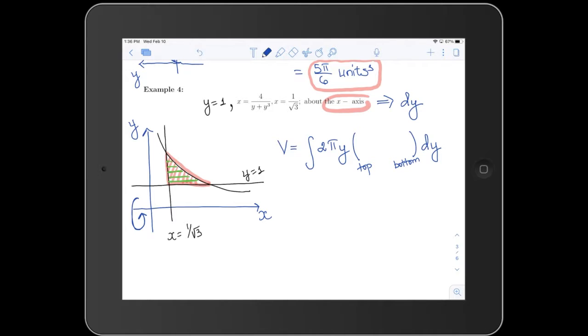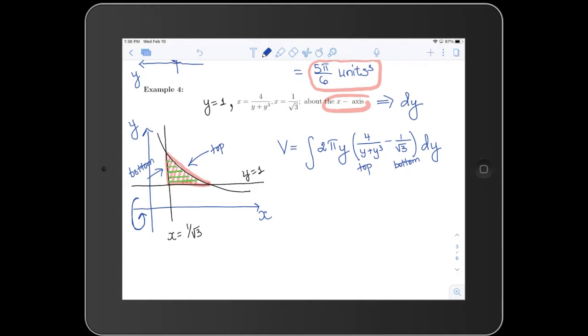Four over y plus y cubed. Very good, that's the one. Excellent, that's going to be our top. What about the bottom? Minus what? 1 over root 3. Yep, very good. That's it. So that's your top, and this function is the bottom.